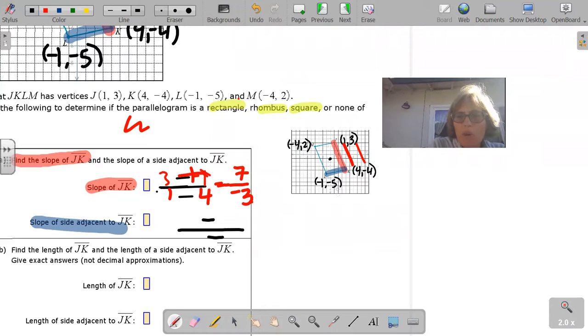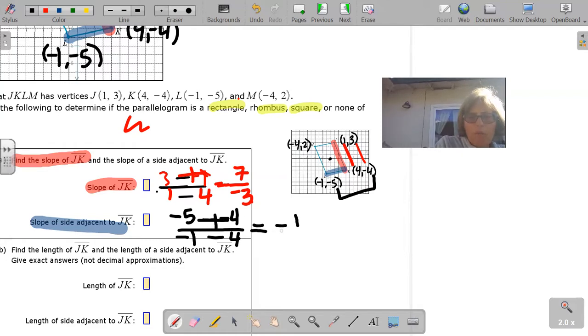Then we go this way, make a template. Y minus y over x minus x. I have -5 and -4, -1, and 4. Double negative makes a positive. That's going to be -1 over -5 and positive 1/5.